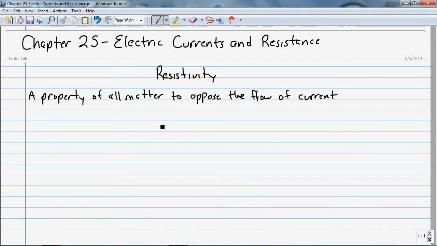So the resistance is found by this value rho times the length of the resistor or the material divided by its cross-sectional area. And so rho is called resistivity, and its units are ohm meters.